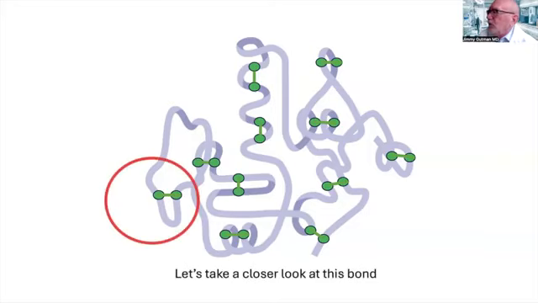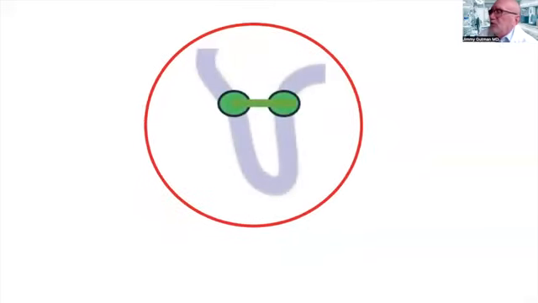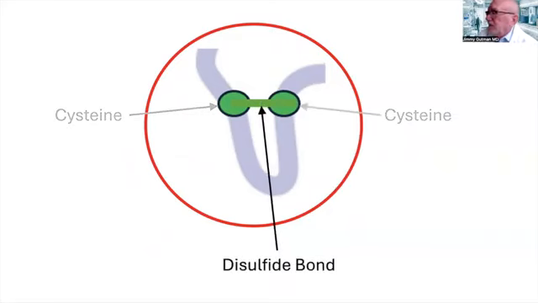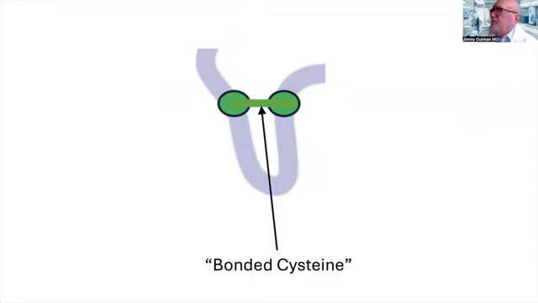Now let's zoom in closer to this one bond pictured in the red circle. Here we go, a nice tight close-up. So again, the green dots are two cysteine molecules. And between them, we see the bond. This is called a disulfide bridge or a disulfide bond. I won't get into why it's called that now, but this, folks, is the famous bonded cysteine. There you have it. There it is.